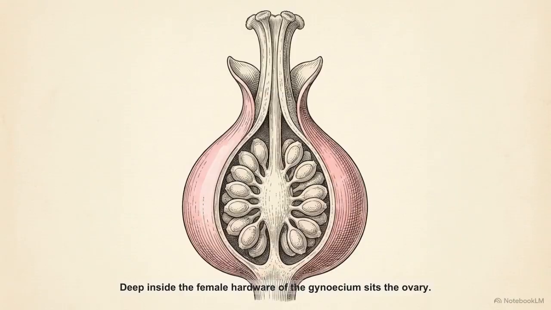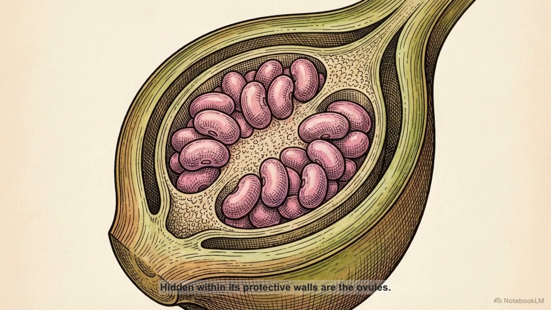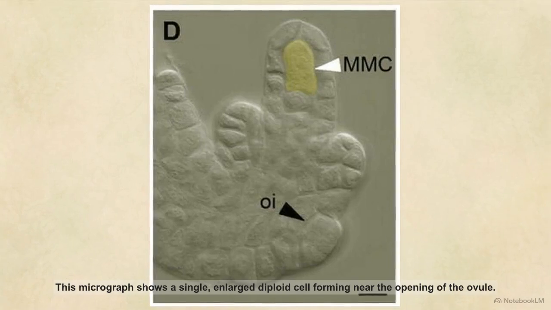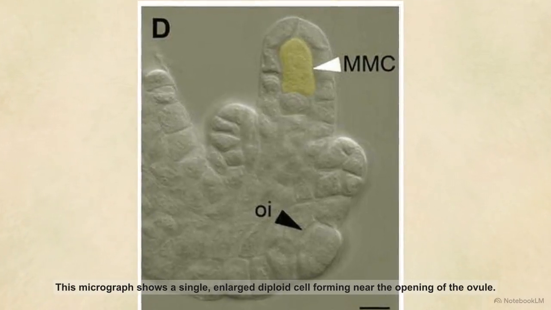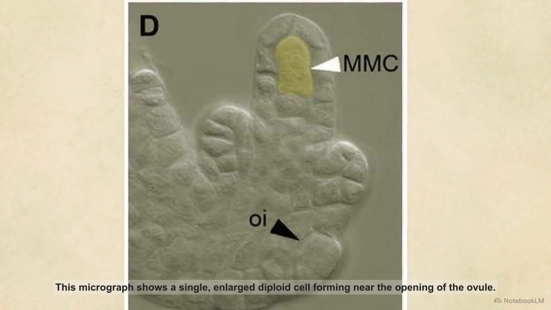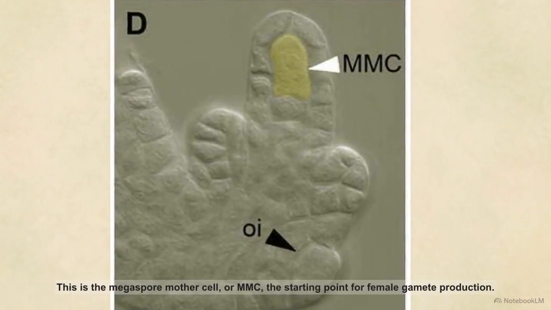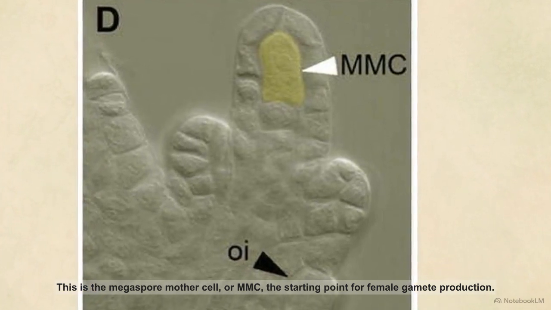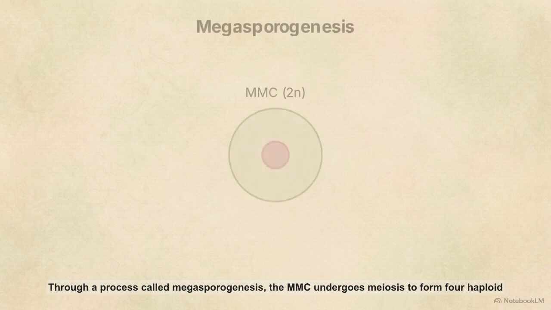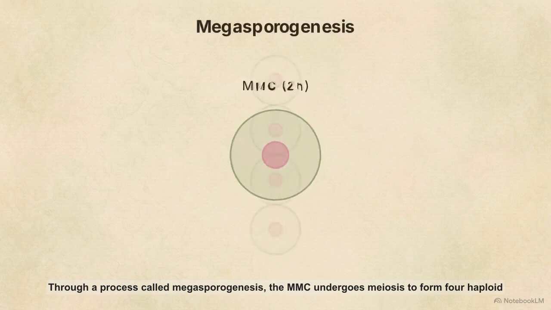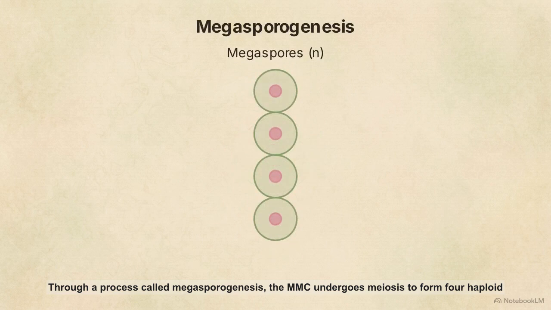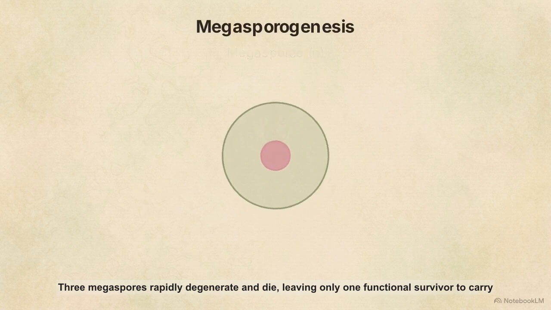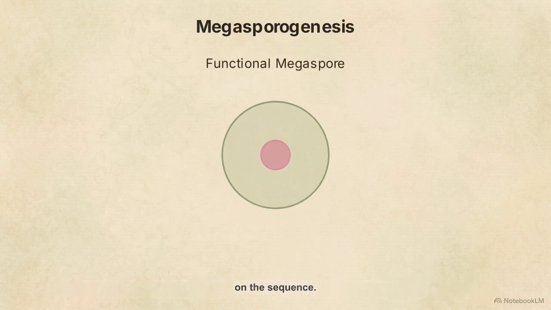Deep inside the female hardware of the gynoecium sits the ovary. Hidden within its protective walls are the ovules. This micrograph shows a single, enlarged diploid cell forming near the opening of the ovule. This is the megaspore mother cell, or MMC, the starting point for female gamete production. Through a process called megasporogenesis, the MMC undergoes meiosis to form 4 haploid megaspores. 3 megaspores rapidly degenerate and die, leaving only 1 functional survivor to carry on the sequence.